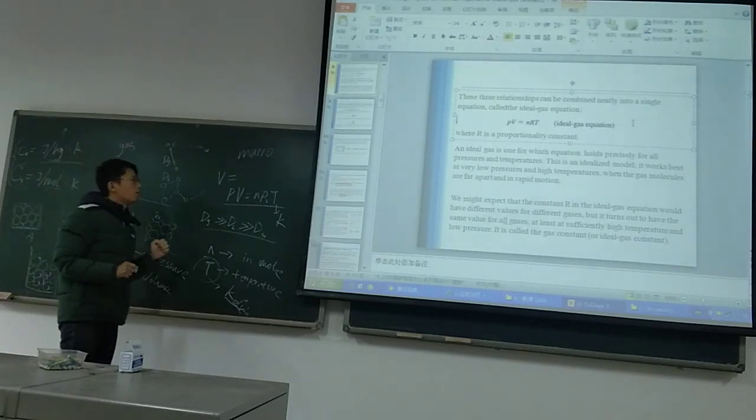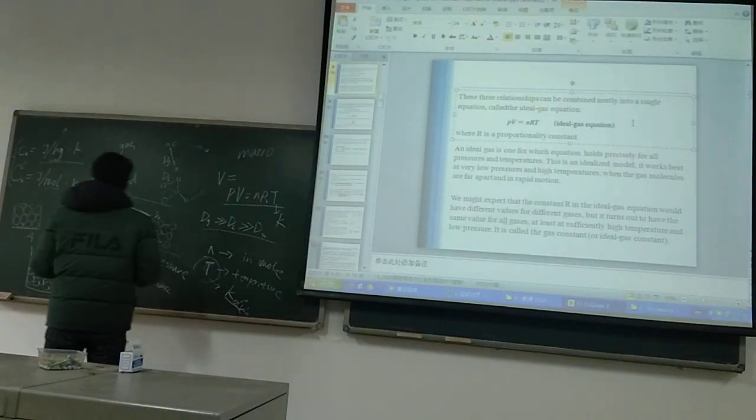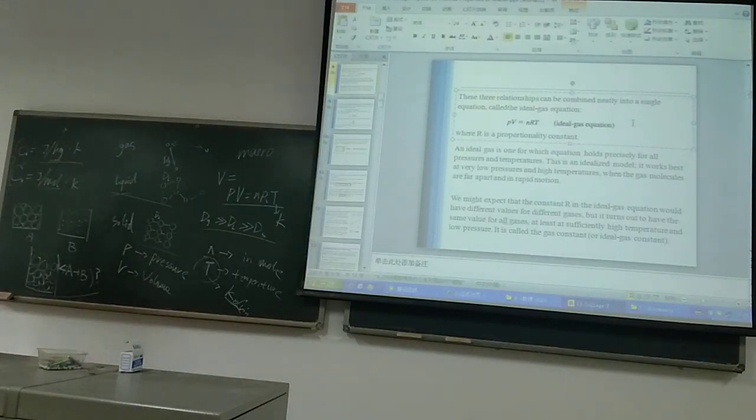Maybe small, but there is some little interaction. So, in this equation, we ignore the interaction, and that is the ideal gas equation. For an ideal gas, the interaction can be ignored, but in nature, it cannot.